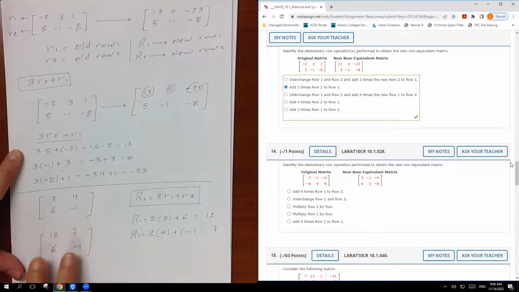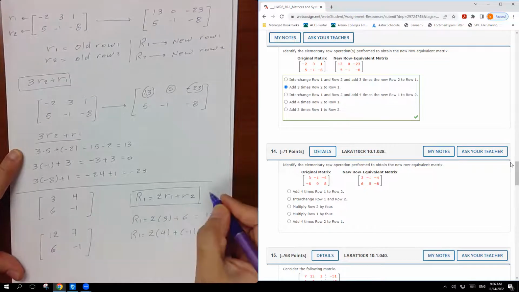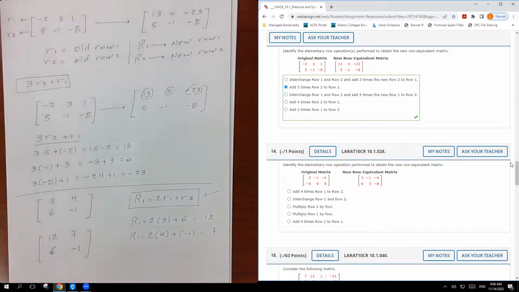This one is going to be equivalent to this one by doing this row operation. So R2 is the same. We get a new R1. 3 became 12. 4 became 7.